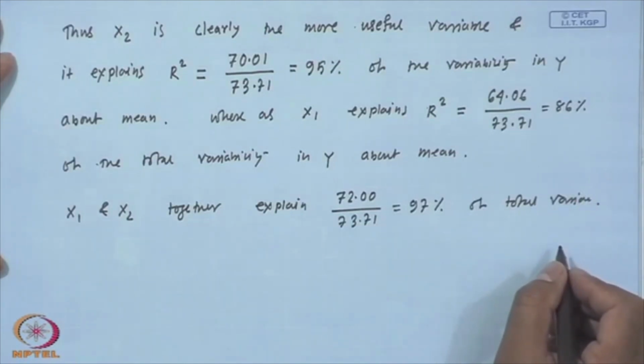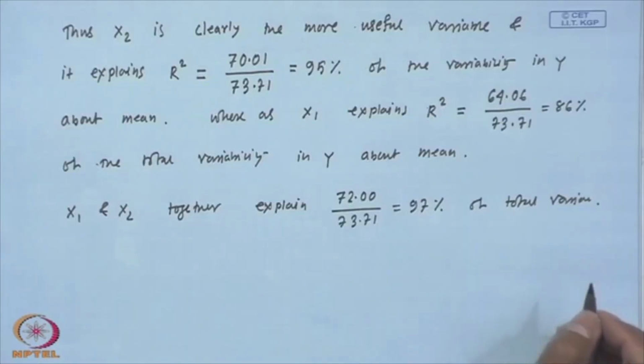Okay. So, the conclusion is that x 2 is more useful a regressor variable than x 1, because x 2 alone can explain 95% of the total variability, and also x 2 is significant in the presence of x 1, whereas x 1 explains 86% of the total variability, and x 1 is not significant in the presence of x 2.